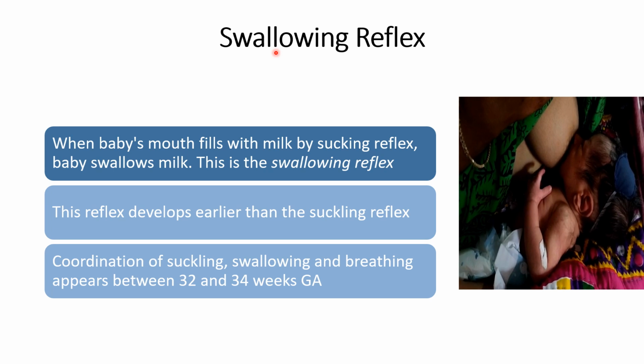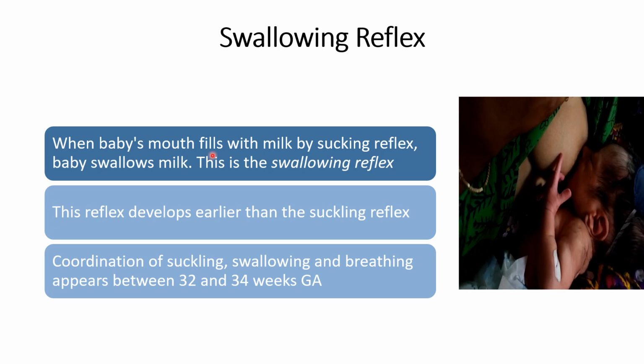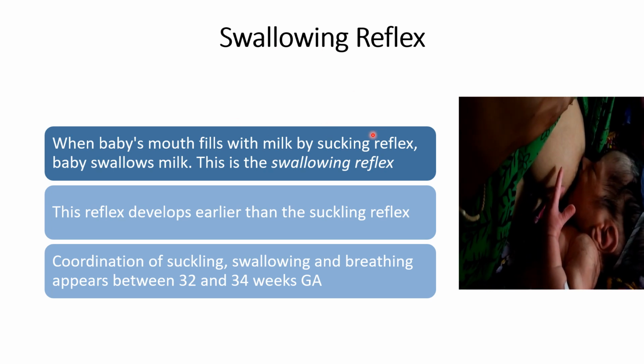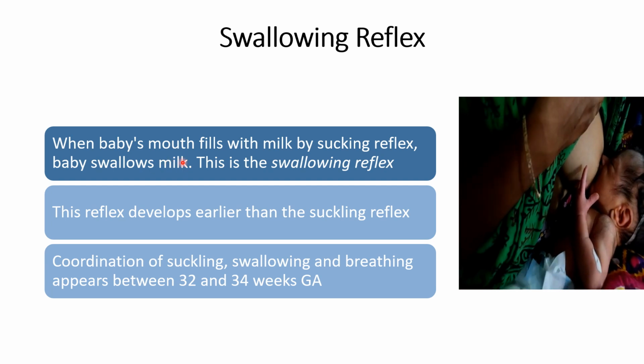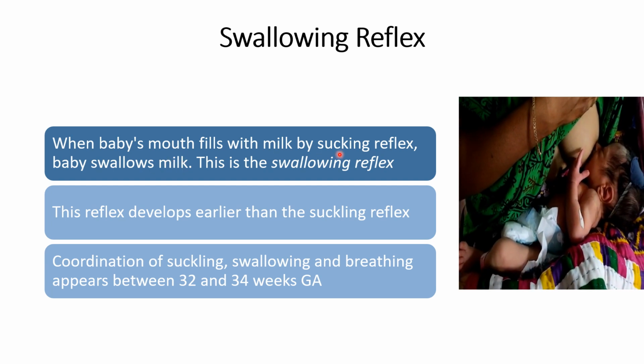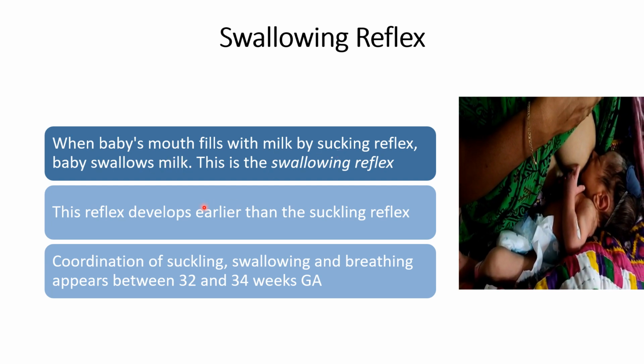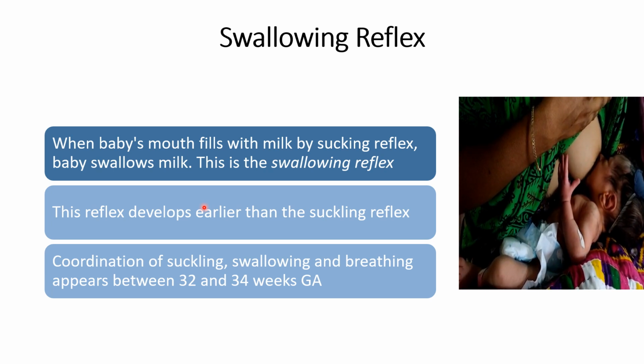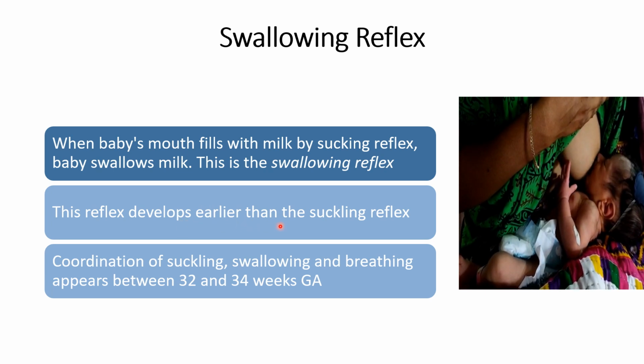Now last is the swallowing reflex. When the baby's mouth fills with milk by the sucking reflex, the baby swallows the milk. It is known as swallowing reflex. This reflex develops earlier than the sucking reflex. So the baby who can suck effectively at the breast will always be able to swallow the milk. Coordination of sucking, swallowing and breathing appears between 32 to 34 weeks of gestational age and fully develops by 34 weeks of gestational age.